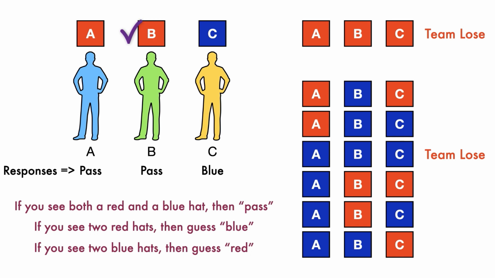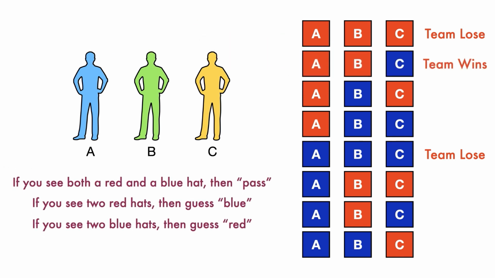Player B again sees one red and one blue hat, hence the player replies, "I pass." Player C sees two red hats, then the player thinks he will be wearing the minority color, which will be the opposite color of what the player sees. Here in this case, it is blue color and it matches, and the team wins.